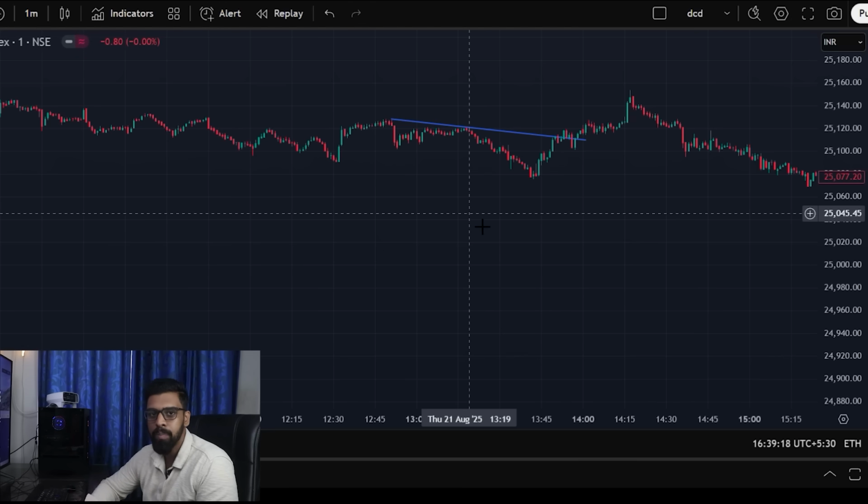Now let's go ahead and look at my P&L. This W pattern, guys, you can also use it in Bank Nifty. Let's go and look at my P&L.